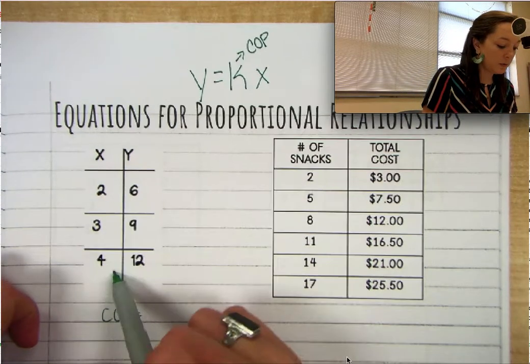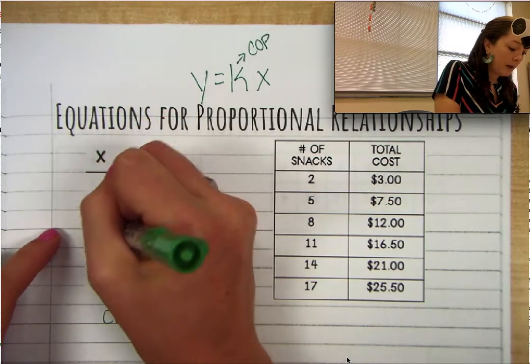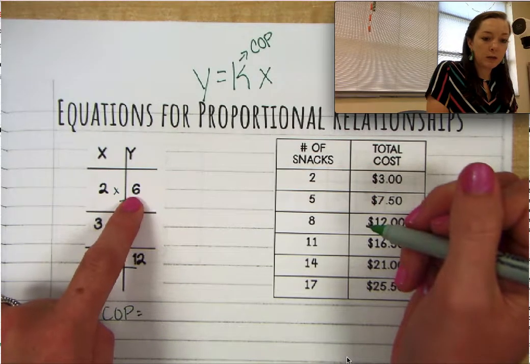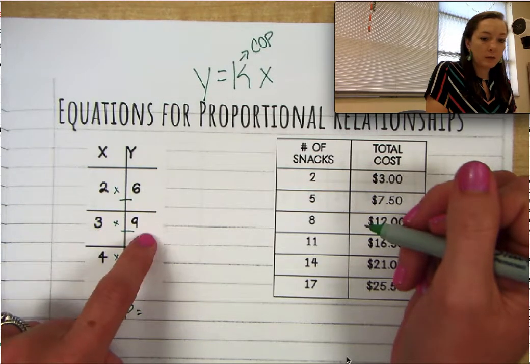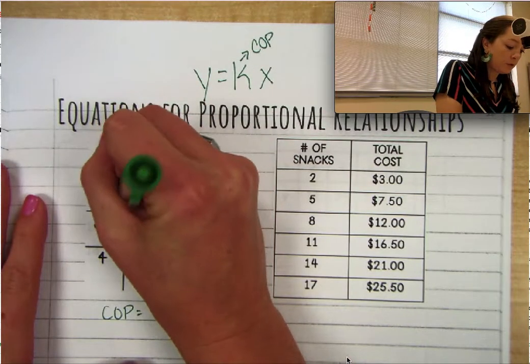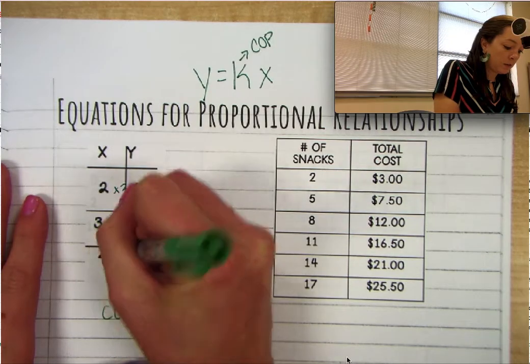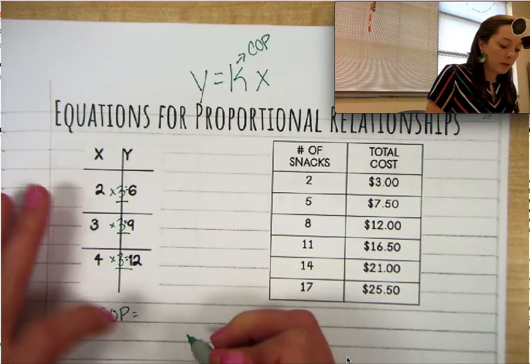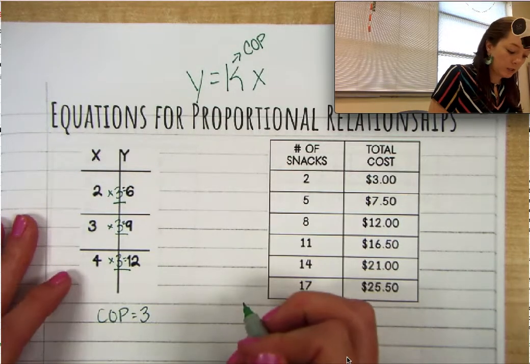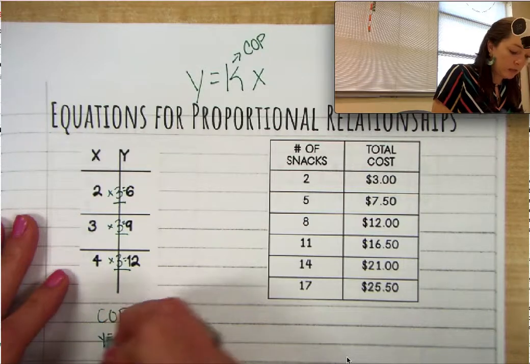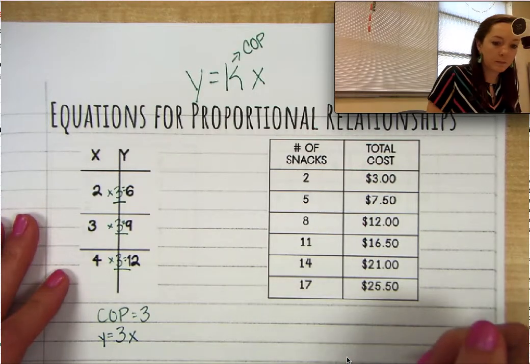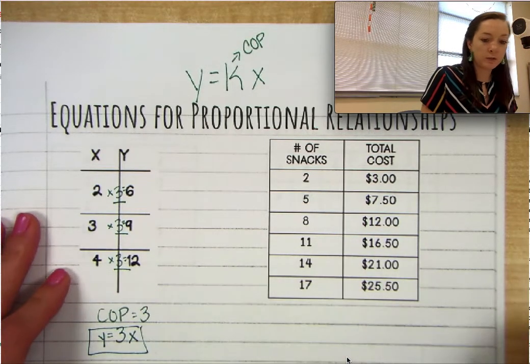So let's find our COP for our table. What are we multiplying by to go from x to y? 2 times what gives me 3? 3 times what number gives me 9? 4 times what number gives me 12? 3. 2 times 3, 3 times 3, 4 times 3. So I know that my constant of proportionality is 3. So to write my equation, I say y is equal to k, which is the COP, so 3 times x. And there's my proportional equation.